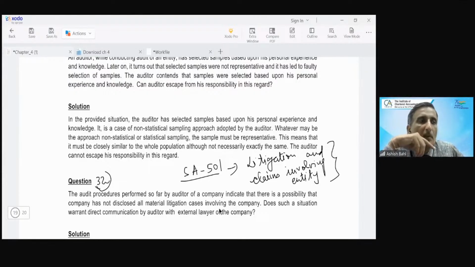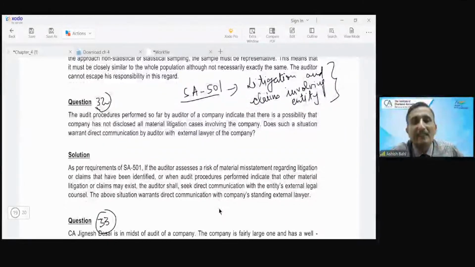Yes, the auditor should communicate with the external lawyer. SA 501 precisely states that if the auditor assesses a risk of material misstatement, or litigation or some claims have been identified that may exist but which have not been disclosed, the auditor shall seek direct communication with the company's external legal counsel.